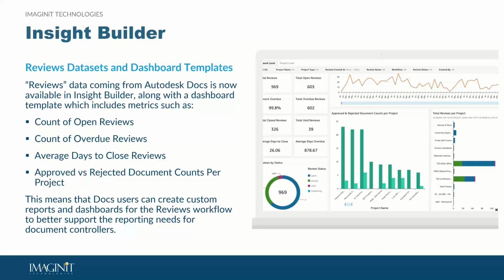And this matters because document reviews can be one of the slowest moving parts of a project, and we know that slow reviews can delay downstream work. So by bringing reviews data into the Insight Builder, you can now visualize exactly where and why delays are happening. So as an example, if you're a PM, you can spot overdue reviews before they create scheduling problems. If you're an executive, you can now compare review efficiency across different projects, and you can allocate resources where they're needed the most.